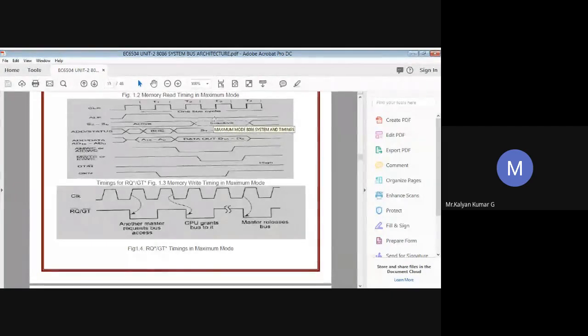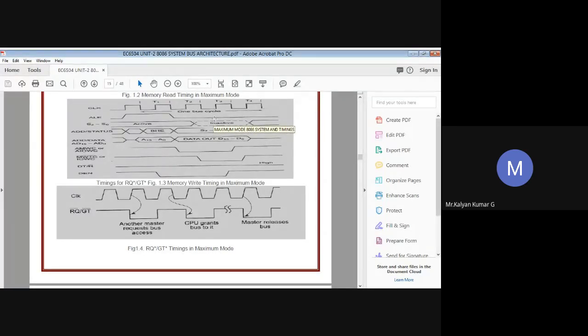So what is a T state? If they ask you what a T state is, what are you going to define? Normally the processor takes some time to perform a bus cycle. The time taken to perform a bus cycle is specified in terms of T states. In the case of the 8086 processor, the duration of 1 T state is equal to 1 time period of the internal clock of the processor.